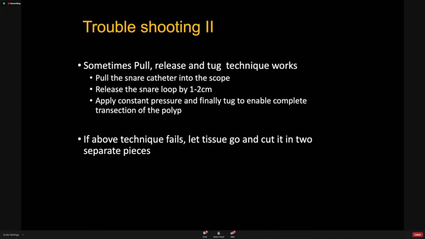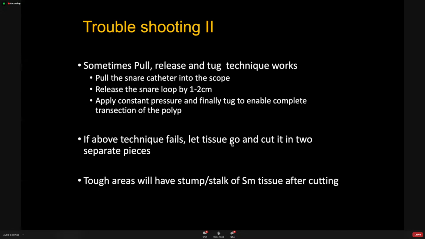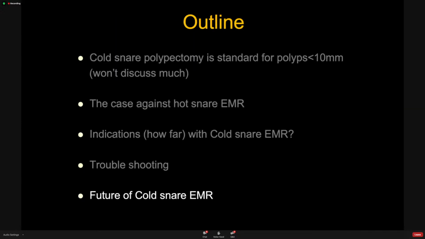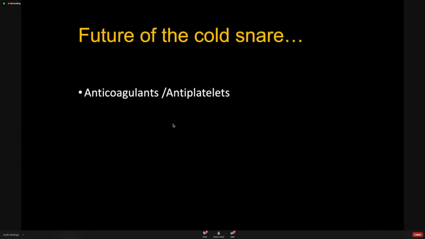Sometimes if both techniques fail, then you can let go of the tissue and cut it in 2 separate pieces. So you may have a stump or stalk of submucosal tissue hanging out like that. So don't be worried about it, because that is generally a bit of sometimes even muscularis mucosa sticking out from the base. The cold snare is very, very useful for patients who are on antiplatelets or anticoagulants.